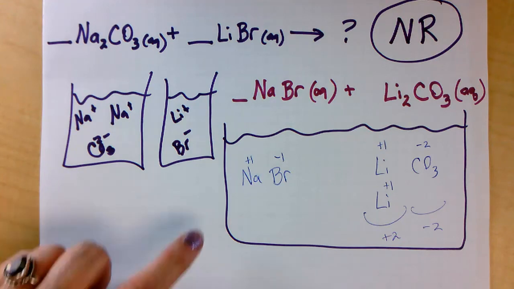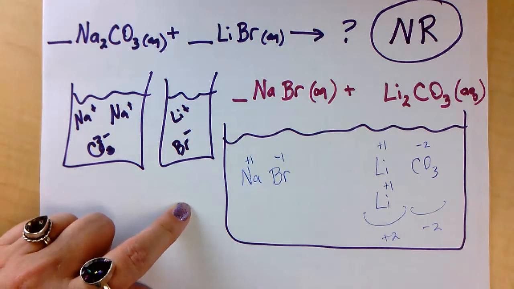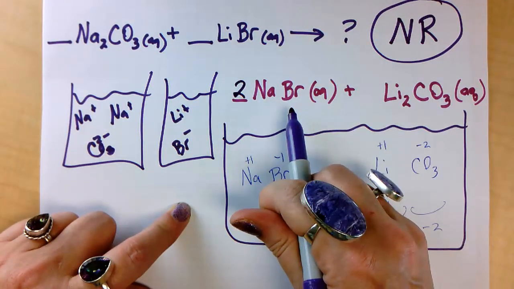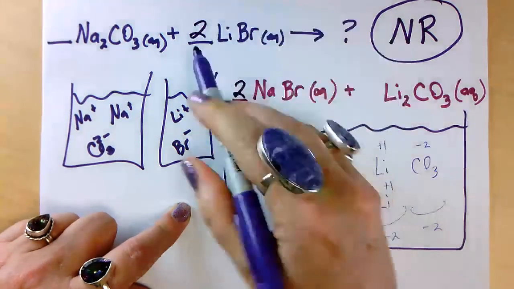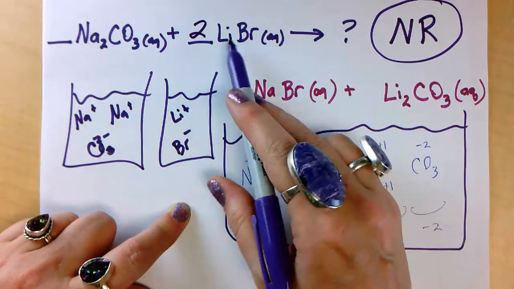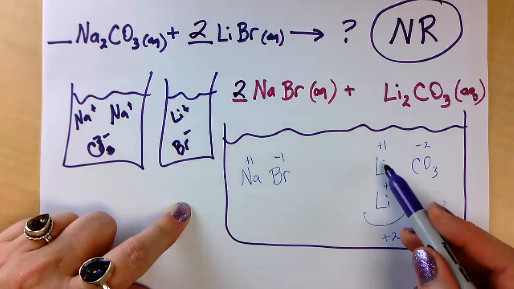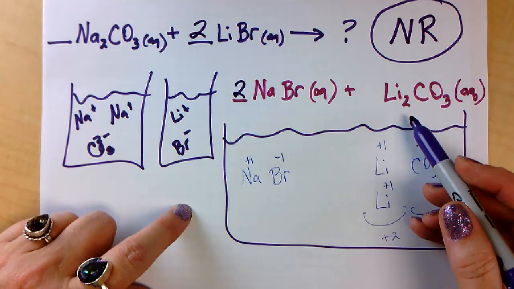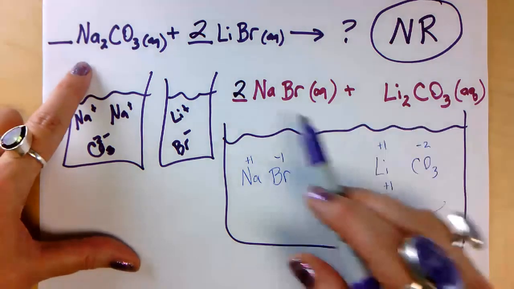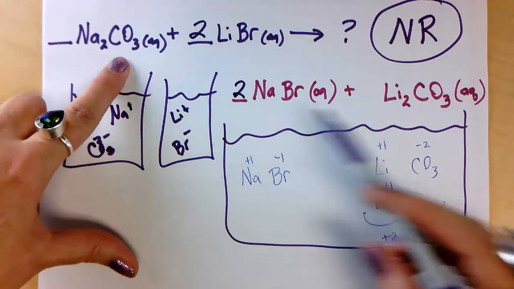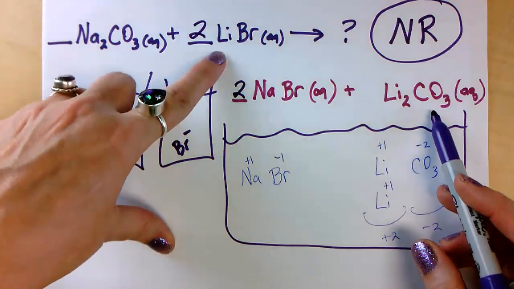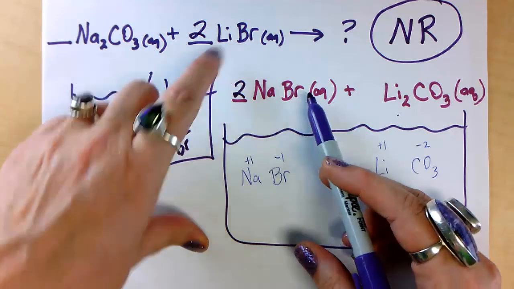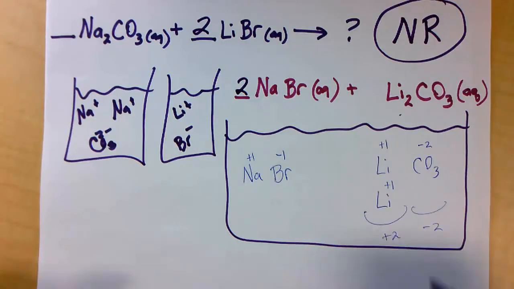Okay, so we can still balance this even though it's a no reaction. There are 2 Nas, so we need a 2 in front for 2 Nas. That gives me 2 Brs, so I need a 2 in front to give me 2 Brs, which gives me 2 Lis, which I have 2 Lis floating around in the beaker. And I believe that is balanced. Let's double check. 2 Nas, 2 Nas, 1 CO3, 1 CO3, 2 Lis, 2 Lis, 2 Brs, 2 Brs. So yes, that is in fact balanced.